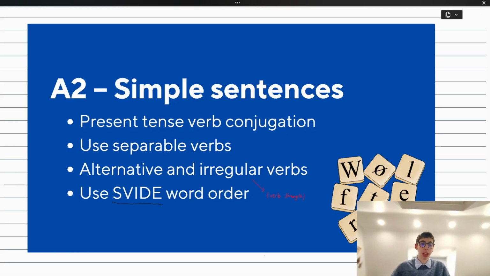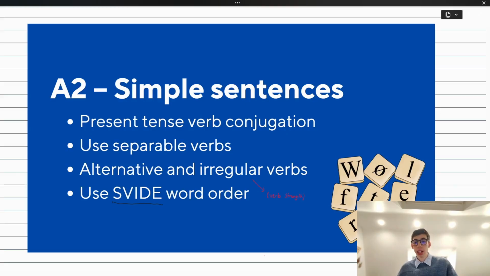So by the end of this lesson, either live or on YouTube, you should be able to conjugate verbs in the present tense, whether those are the easiest verbs, whether they're separable, whether they're a little bit different in the way they conjugate, or they're completely irregular, and those are two verbs we'll talk about, and be able to start putting sentences together with the correct word order and the correct ideas behind that word order as well.